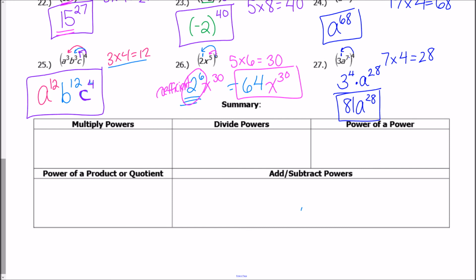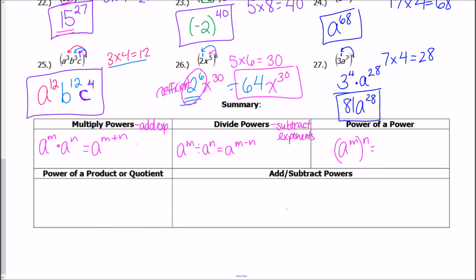Okay? Now let's just do our summary really quickly, and then we'll be good to go for this right here. Okay? So multiplying powers, if I have a to the power of m times a to the power of n, I'm going to add exponents. So we get a to the power of m plus n. Okay, when we divide our powers, we know that we need to subtract exponents. So if we have a to the power of m divided by a to the power of n, we get a to the power of m minus n. If we have a power to a power, so if we have a to the power of m raised to the power of n, that means that it's a to the power of m times n, so we need to multiply exponents.